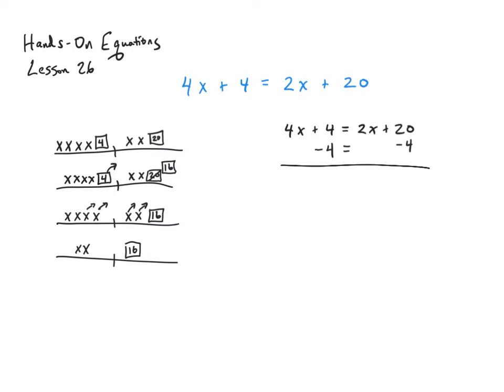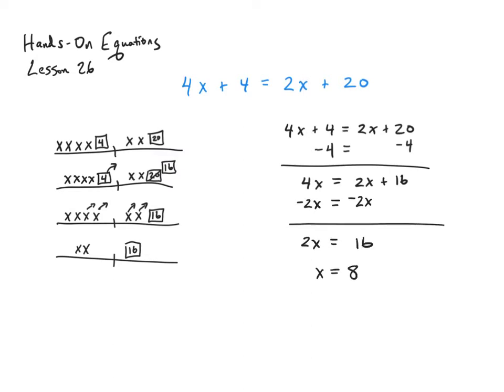So now that we've done that, we're left with 4x on the left-hand side and 2x plus 16 on the right-hand side. You'll see that that's exactly the same as what we have right over here. We have 4x and 2x plus 16. When we're ready to take away 2 x's from both sides, we just subtract 2 x's underneath each of the x's. Keep bringing down our equal sign. Do that subtraction and we're left with 2 x's equals 16, which makes x equal 8.